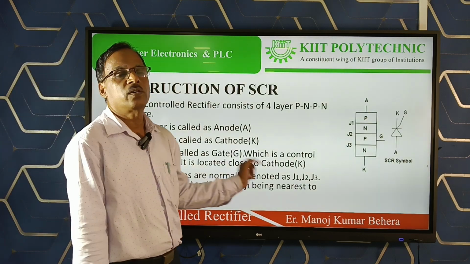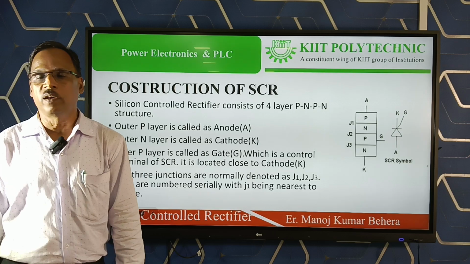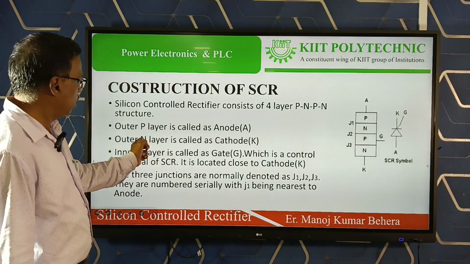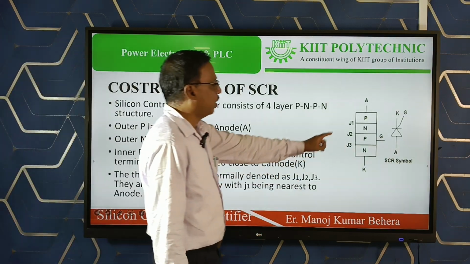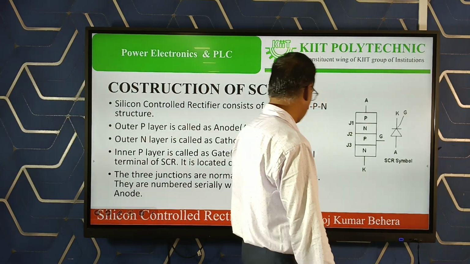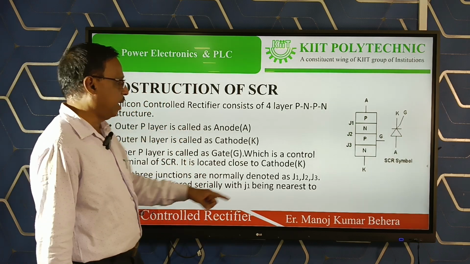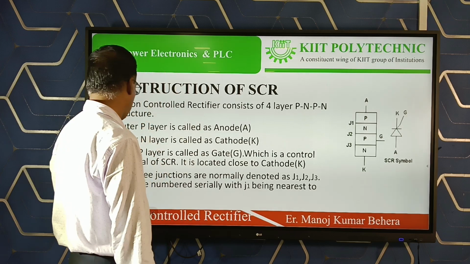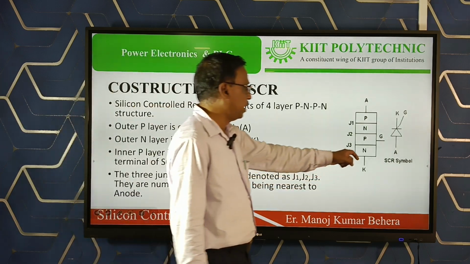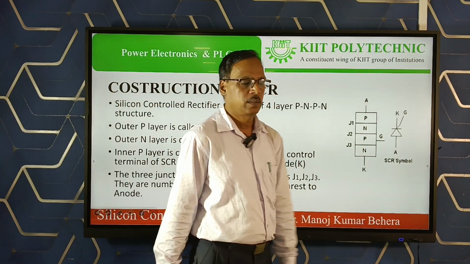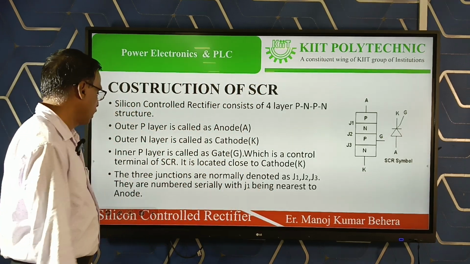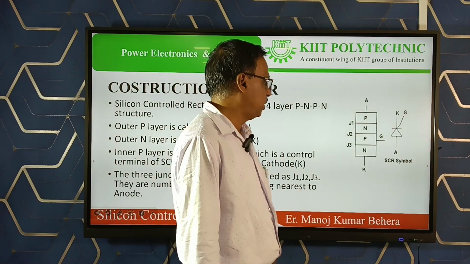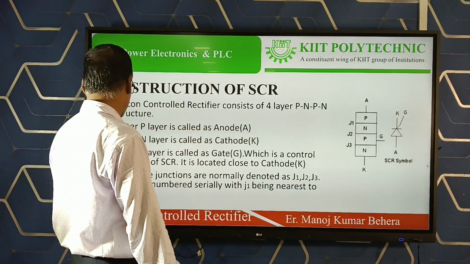So next, construction of SCR. It is a PN device. It consists of four layers. The outer P layer is called the anode, the outer N layer is called the cathode, and the inner P layer is the gate. So next, what are the three junctions? These are the three junctions J1, J2, and J3, as I explained earlier.